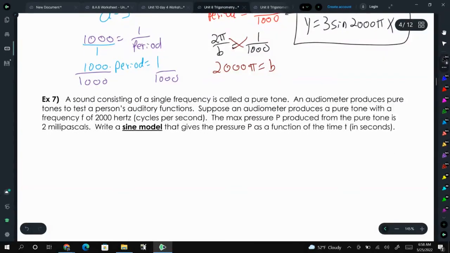Example 7, a sound consisting of a single frequency is called a pure tone. An audiometer produces pure tones that test a person's auditory functions. Suppose an audiometer produces a pure tone with a frequency of 2,000 hertz. The max pressure P produced by the tone is 2 millipascals. Write a sine model that gives a pressure P as a function of time. So our A value is 2, and we're going to have to do the same thing that we did because we have our frequency.